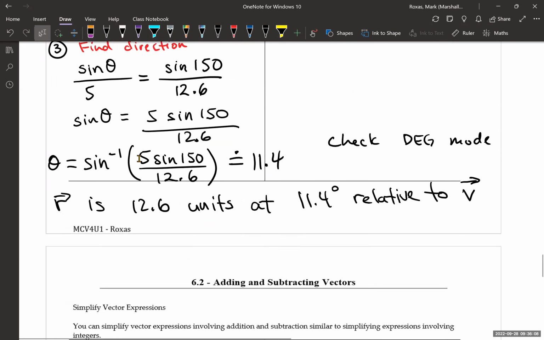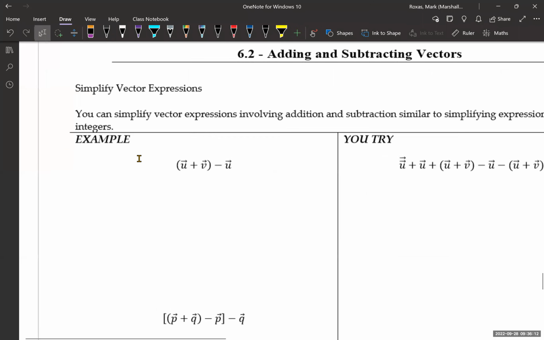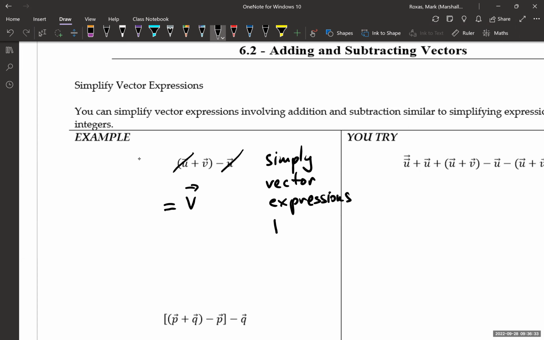Okay, last example on the last page. Very easy. When you have vector expressions, you can simplify them like algebra. U plus V minus U: U minus U is a 0 vector, and then I have 0 vector plus V, which is just vector V. So you can simplify vector expressions like algebra.